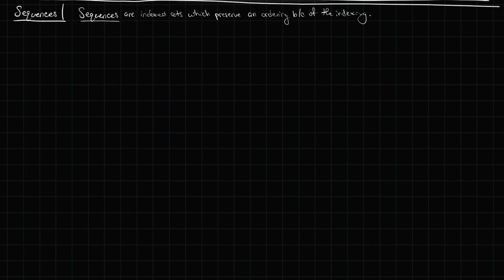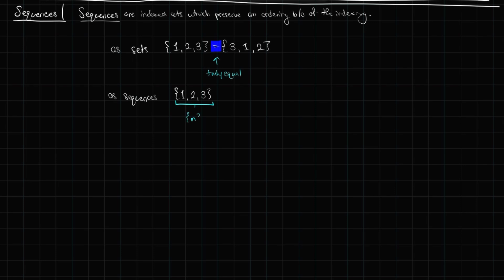I don't know if I made this clear, but as sets, something like {1, 2, 3} and {3, 1, 2} are equivalent. There's a true equality here. But as sequences, so long as I ascribe this set, {1, 2, 3}, I need to actually give it an indexing. If this results from something like n, such that n is in the set {1, 2, 3}, the moment I write it out as an indexed set, this is no longer equal to the set {3, 1, 2}, because there is a new indexing here.